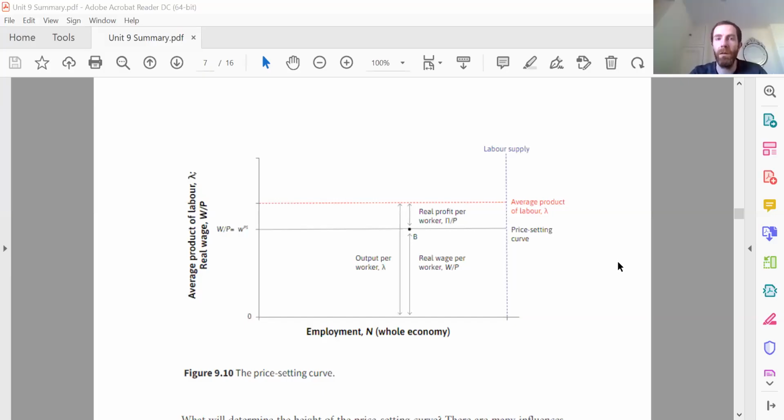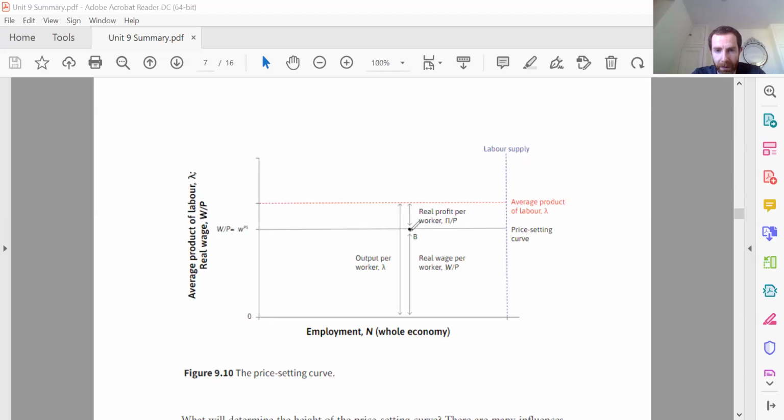So there's a few things here I'd like to talk through to make sure that we're really clear. The first is this red dashed line. What this is showing, you can see, is average product of labor, and what this means is the value of the output that workers are producing. That output's going to be sold by the firm at a particular price, that profit maximizing price. So that lambda shows us what is the value of that output.